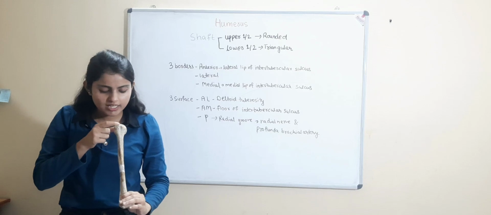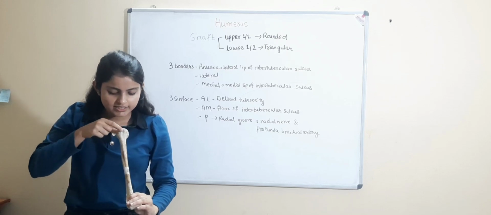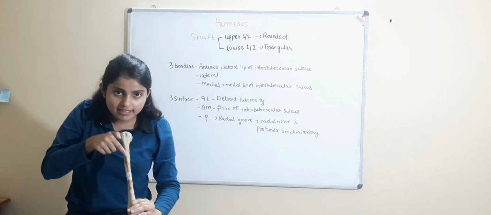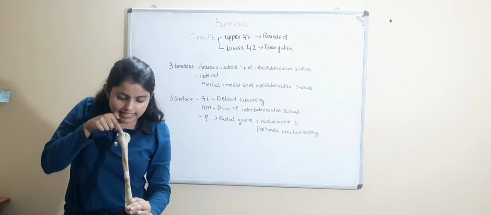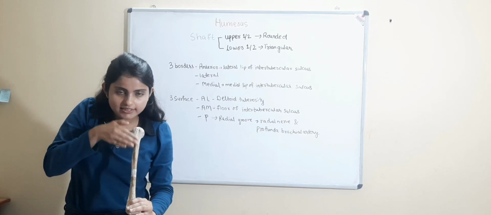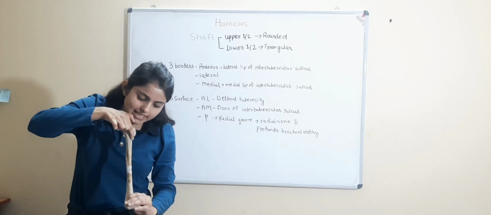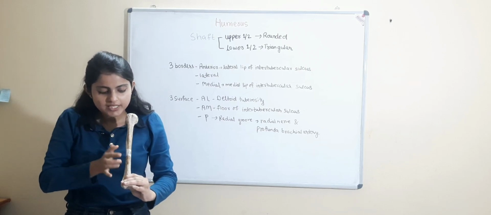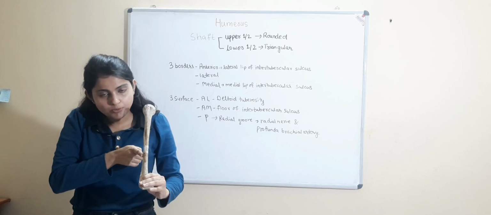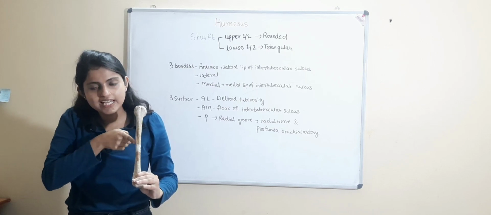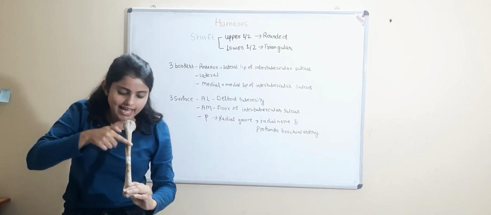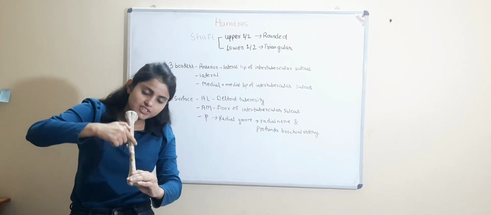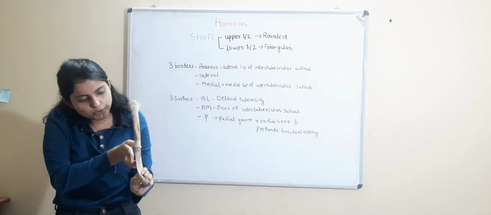This is the lesser tubercle and the greater tubercle. Between these tubercles is the intertubercular sulcus, and this intertubercular sulcus has a lateral lip and a medial lip. This lateral lip forms the anterior border, and this medial lip forms the medial border, and this is the lateral border. Between the anterior border and the lateral border, there is the anterolateral surface which has the deltoid tuberosity, and between the anterior border and the medial border is the floor of the intertubercular sulcus, and this is the posterior border.